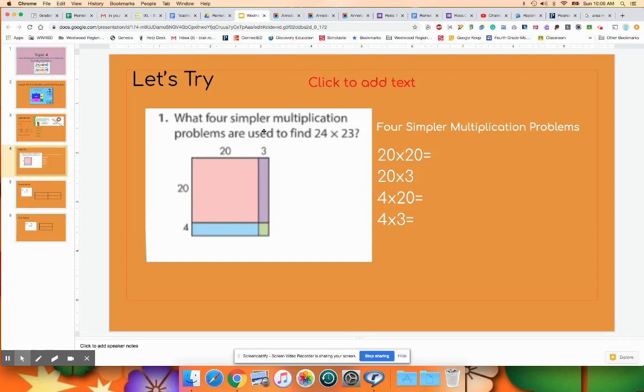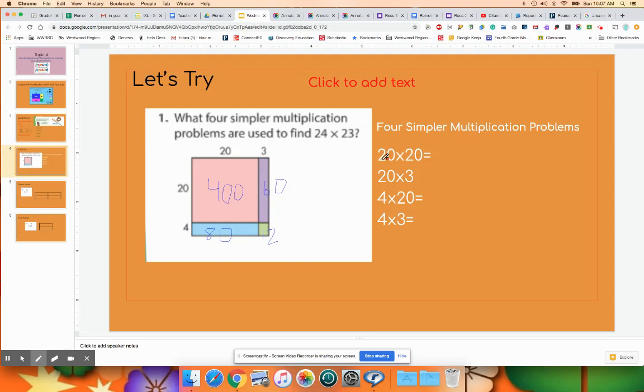So it's just a box. They said they broke it up a little bit by size, but 24 is broken into 20 and 4. And then 23 into 20 and 3. So I'm just going to grab my pen. And remember, they're going to ask for simpler problems. So 20 times 20 is 400. 20 times 3 is 60. 4 times 20 is 80. And then 4 times 3 is 12.